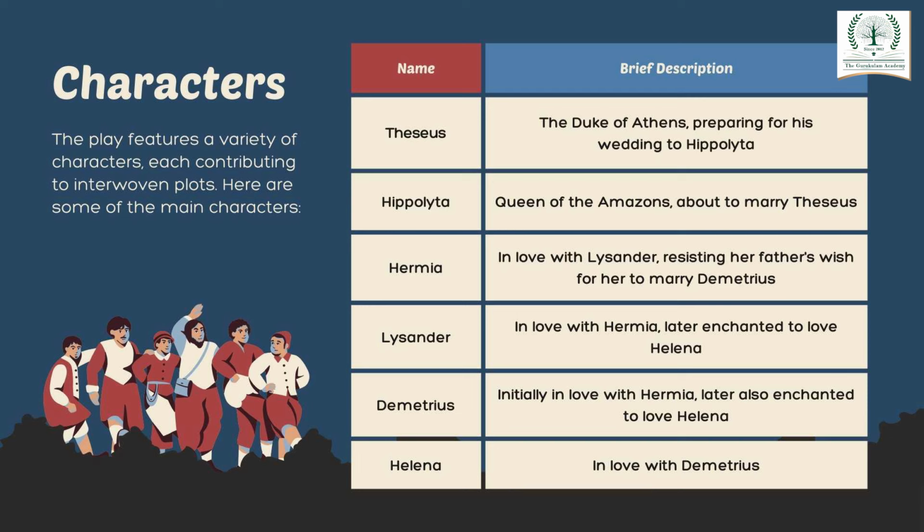Hermia, in love with Lysander, resisting her father's wish for her to marry Demetrius. Lysander, in love with Hermia, later enchanted to love Helena. Demetrius, initially in love with Hermia, later also enchanted to love Helena. Helena, in love with Demetrius.